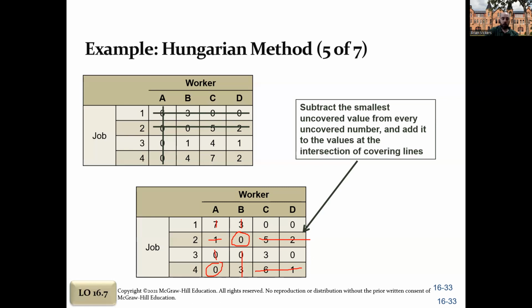So now I've got job 1 and 3 unassigned. And if I look at this, I see that job 3 has a single 0. Job 1, it's still up in the air. So I'm going to assign job 3 to worker D. Now job 3 is assigned, so that can't be it. Worker D is assigned, so that leaves only job 1 and worker C. So these are my assignments: 1C, 2B, 3D, 4A.